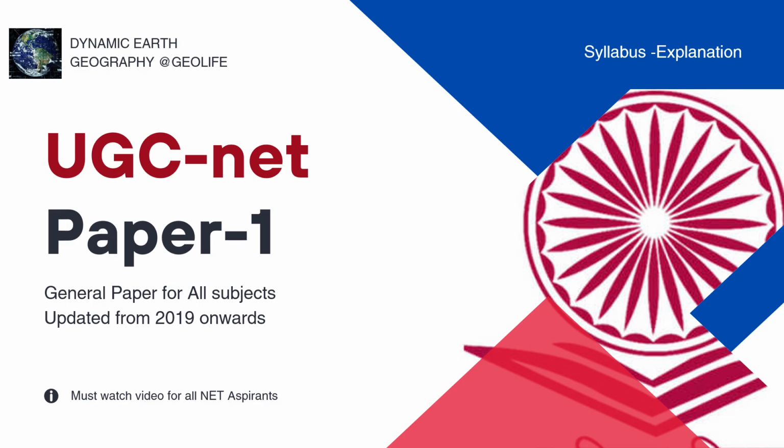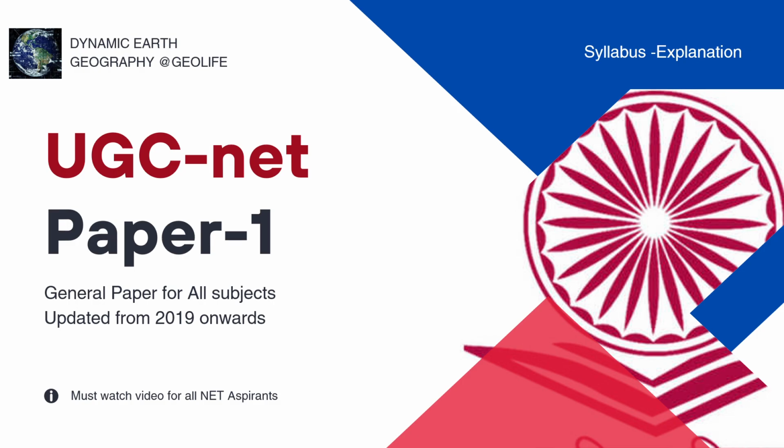So today let's have a session on UGC NET paper 1, a complete syllabus explanation, and this syllabus is updated from 2019 onwards for all subjects under arts, social sciences and humanities. So those who are preparing for the UGC NET exam should follow this syllabus, and it will be very useful. Once you understand the syllabus, then studying for the paper is very easy.